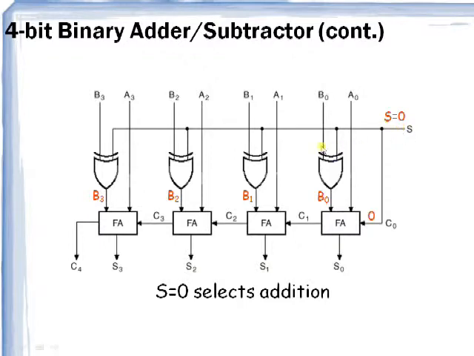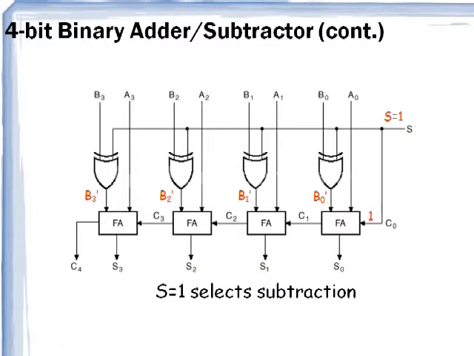Now let us see S equals 0. As S equals 0, you'll get B0 as it is as the output of the XOR gate, and B1, B2 and B3 as the outputs of the XOR gates. Therefore it performs addition between A0, B0 and 0. It performs addition between A1, B1 and C1, then A2, B2 and C2, and then A3, B3 and C3. So if you are applying S equal to 0, then this circuit will behave as an adder.